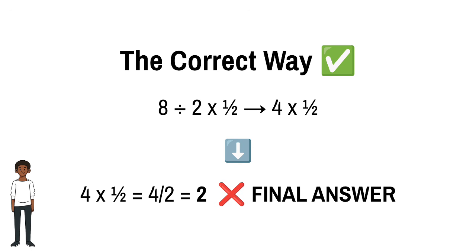Now we have 4 times 1 over 2. 4 times 1 over 2 can be written as 4 over 2, and 4 divided by 2 equals 2. So our final answer to this problem is 2.